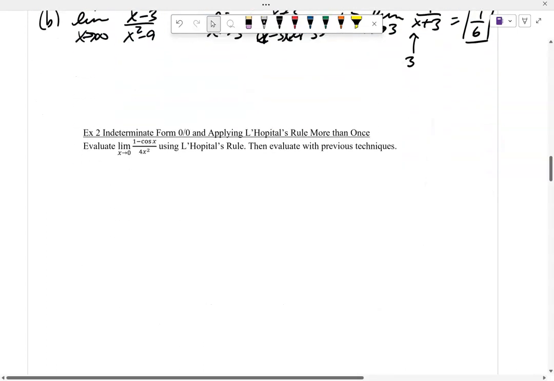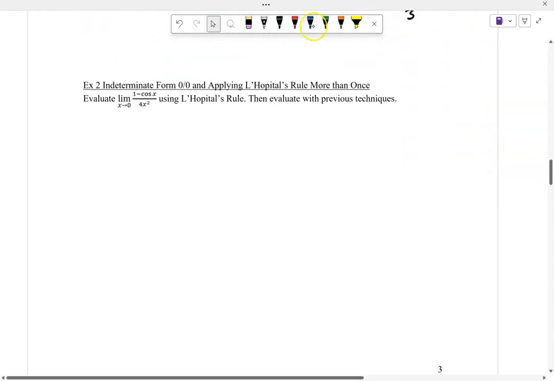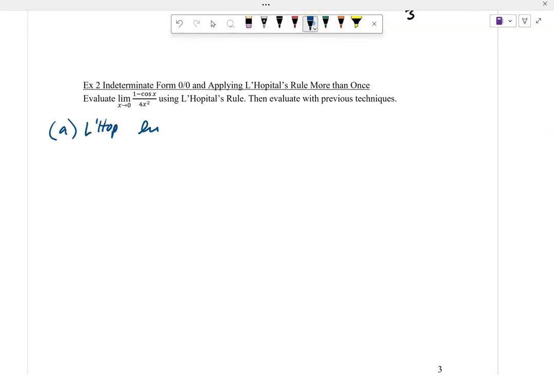All right, let's do another one here. Part A, let's go ahead and use L'Hopital's rule. Notice here that we have the limit as x goes to 0 of, let's throw it in, 1 minus cosine 0 over 4 times 0 squared. So we got 1 minus 1 over 0, so we got 0 over 0. All right, so we can apply L'Hopital's rule because we're indeterminate in form.